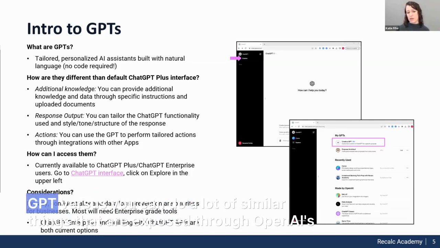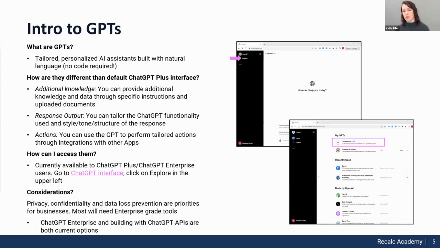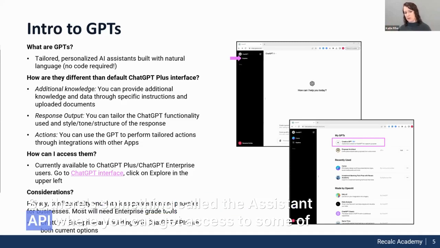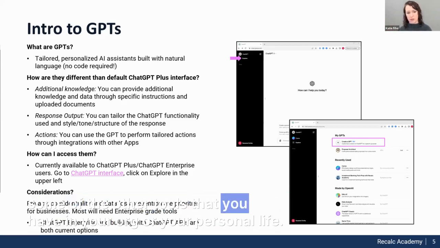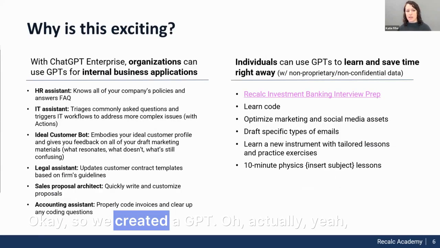What I will say, and we'll talk a little bit about, are the trade-offs of making something like a GPT versus the similar things you can do that are exposed through OpenAI's APIs. There's something called the Assistant API where you can get access to some of this functionality, but with more of a coding hat on, and maybe merge it into some of the other tools that you have in your org or your personal life.